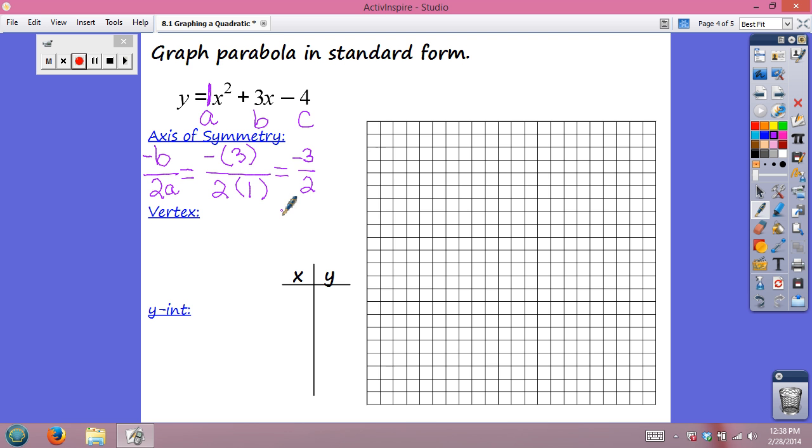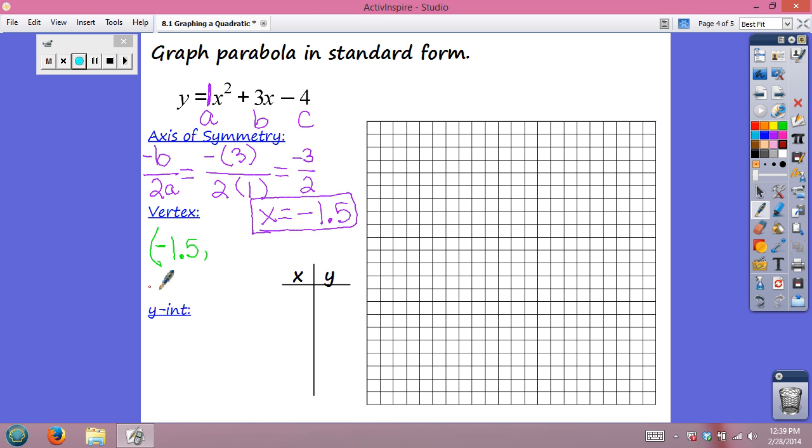So we'll get -3 over 2, because 2 times 1 is 2. And if fractions are difficult for you, we can change that into a decimal, which is -1.5. So our axis of symmetry is on the line x equals -1.5. We also know that when we're finding our vertex, our x in our vertex is the axis of symmetry line, so -1.5. And if we would like to find the y value, we need to plug -1.5 into our equation.